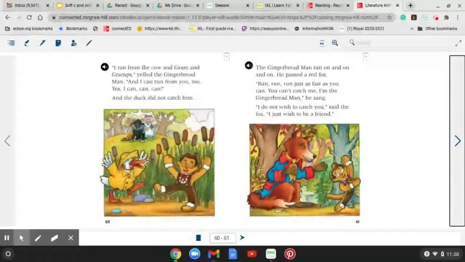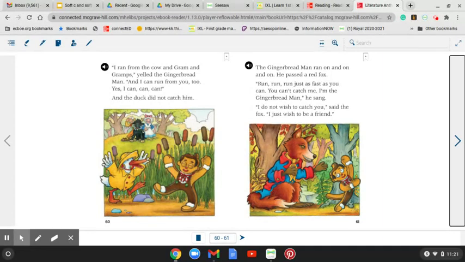The gingerbread man ran on and on and on. He passed a red fox. "Run, run, just as fast as you can. You can't catch me. I'm the gingerbread man," he sang. "I do not wish to catch you," said the fox. "I just wish to be a friend."